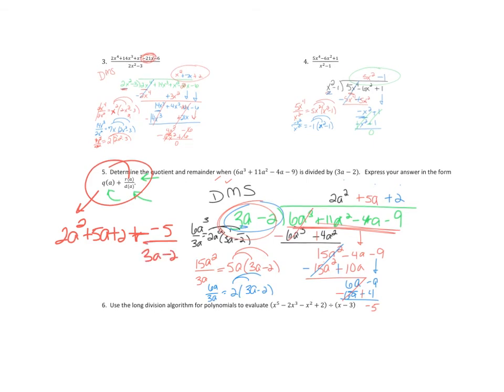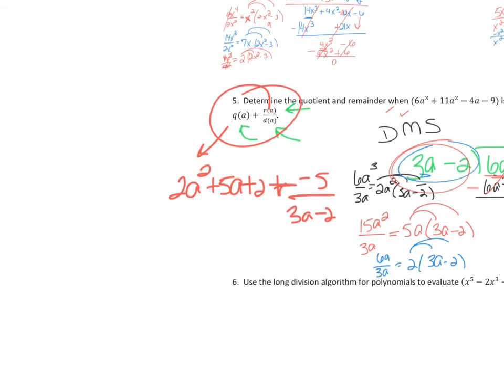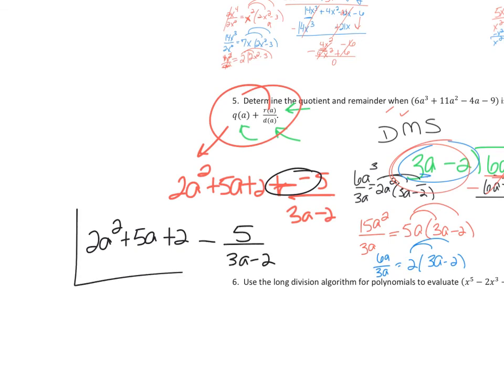I would actually go even further, and I would write it like this. 2a squared plus 5a plus 2. When you have a positive and a negative next to each other, we know we get a negative, which will make the whole fraction negative. This is your answer. So this is your quotient. That's what they're talking about here. This is your remainder, and this is your divisor, because we divided by 3a minus 2.